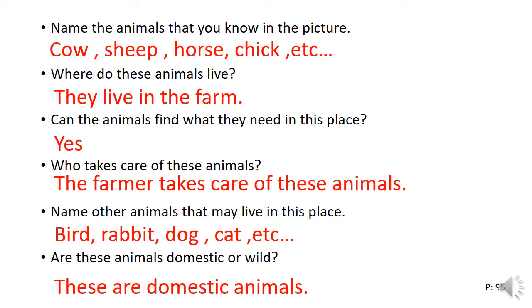So there are two groups of animals: domestic animals that can live inside the farm, inside the house, or in the garden. They can live with us. But the wild animals, they don't need us. They can live alone inside the forest. I hope you understand at this point. Now turn your page to 96 to move to the next.